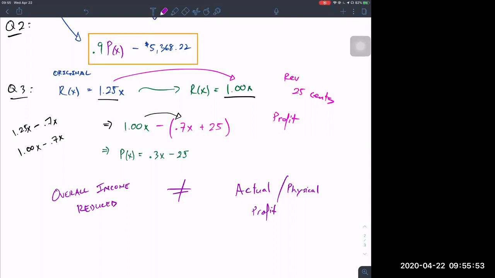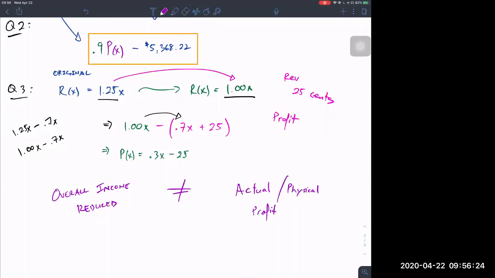However, if you made 1 million marshmallows the first month, and all of a sudden you're able to sell all 2 million marshmallows that were made and sold in the second month, obviously your physical profit is higher because the number itself is a lot higher, right? But when you say the overall income is reduced or the profit function is reduced in terms of generating profits, it means that it's scaled down, right?